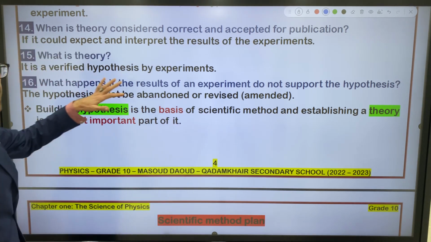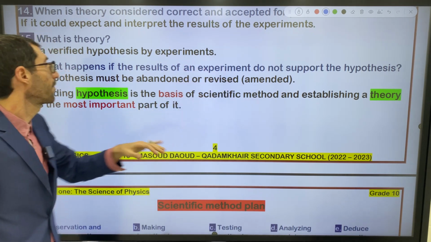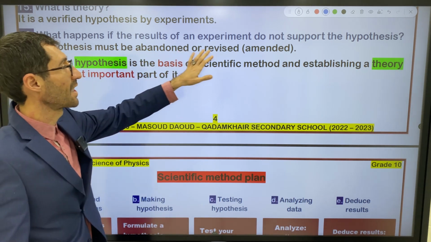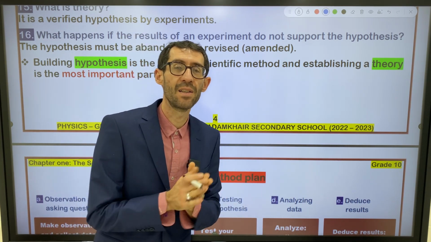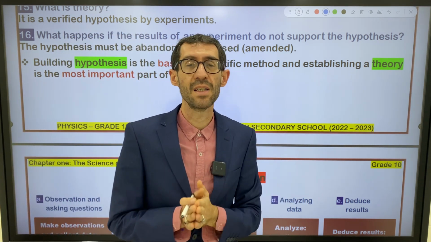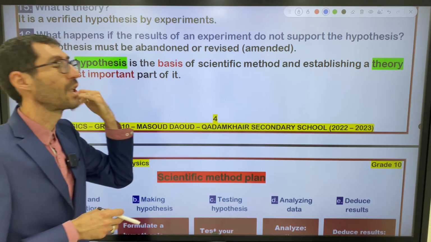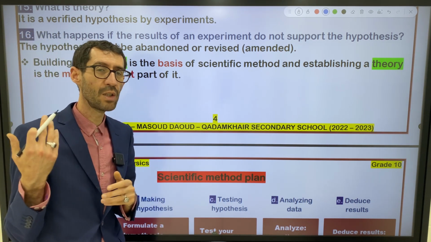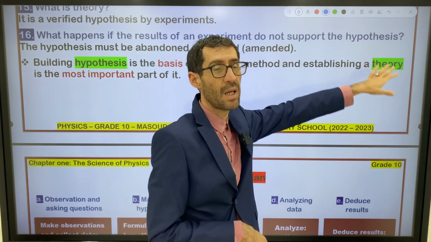Right now, what is a theory? Let me explain it for you. It's the hypothesis verified by experiment, right? Number 16: what happens if the results of an experiment do not support the hypothesis? Look here, there's, for example, a failed hypothesis. Some hypotheses don't pass the test. They don't move to theory; they don't become a theory. So what happens to the hypothesis?